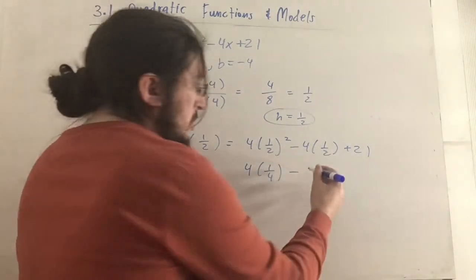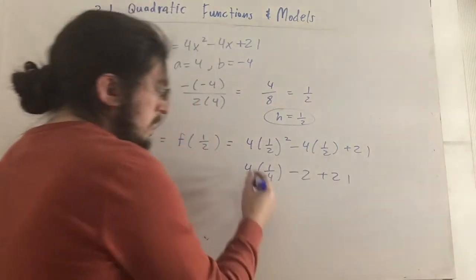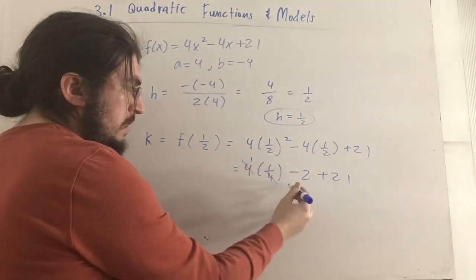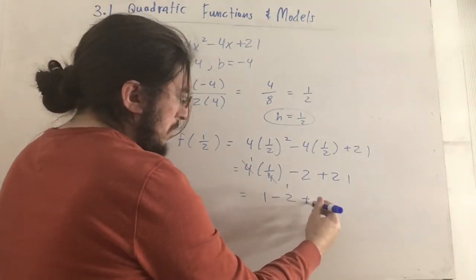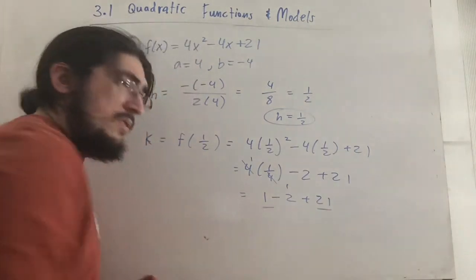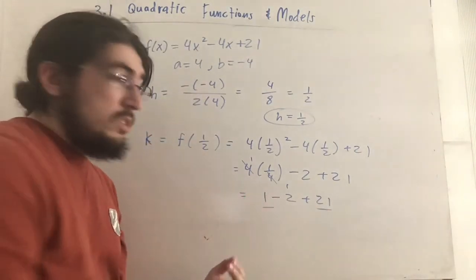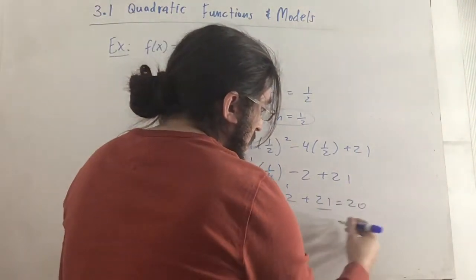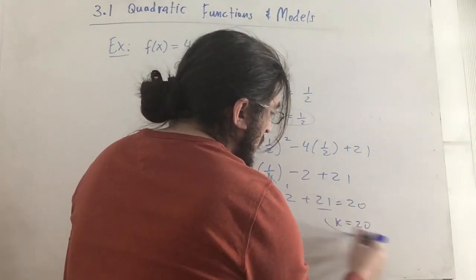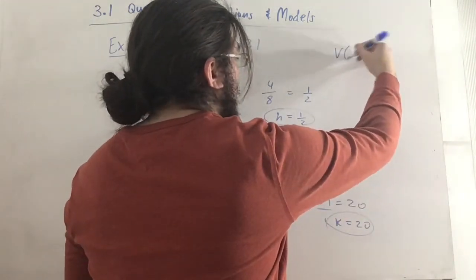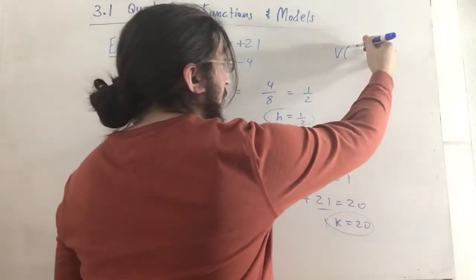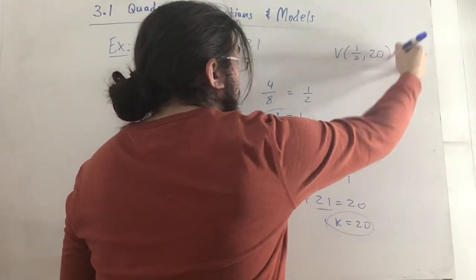4 times 1/2 is 2. 4 times 1/4 is just 1. So we have 1 minus 2 plus 21. If you add the positives first, you get 22. Minus 2 is 20. So altogether, k is 20. Meaning our vertex is actually just, well, (1/2, 20).